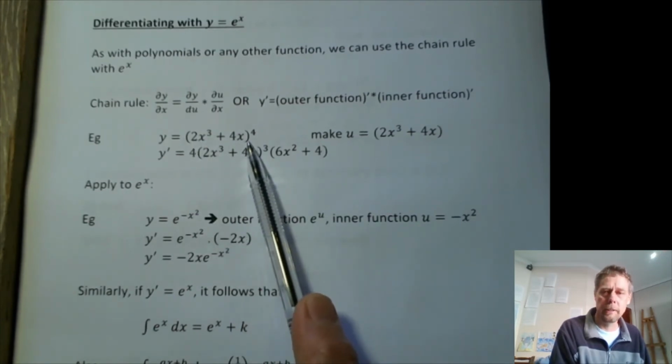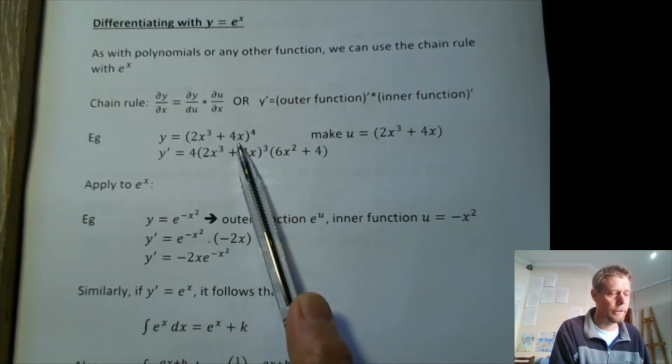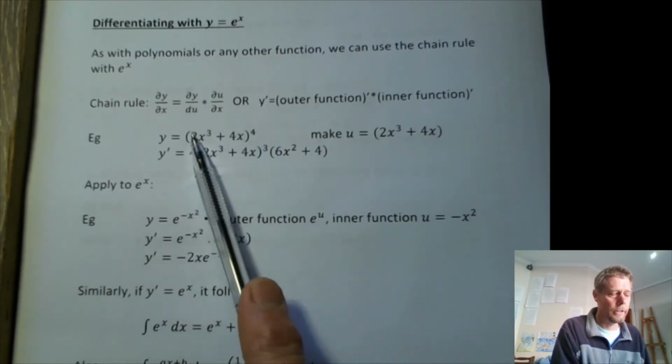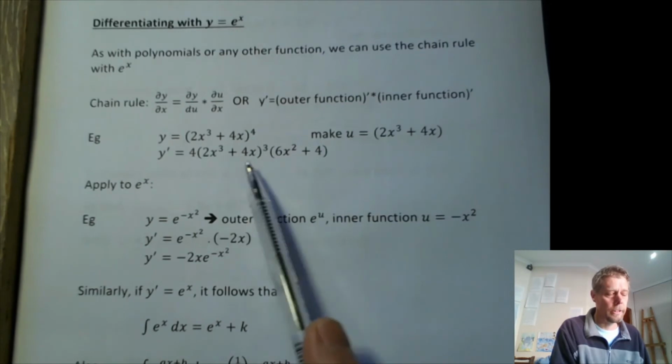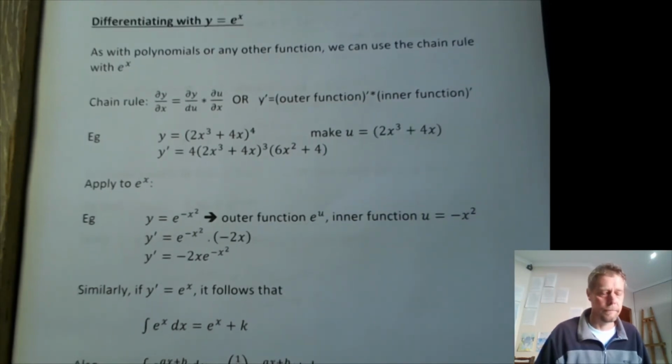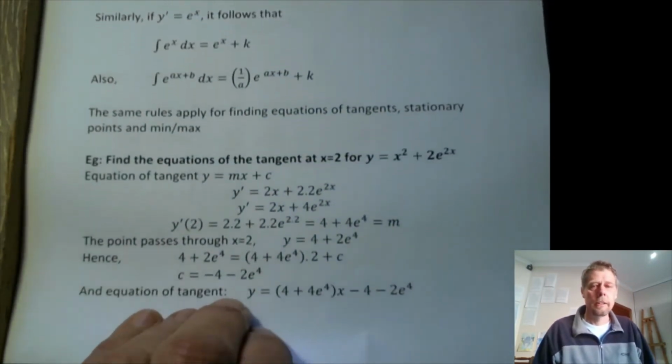You need to be familiar with the chain rule. If you're not sure, then brush up on it. But you need to know, whoa, there's a u in there. I can make it 4 times u to the 3 and then differentiate the u. Okay, so here's an example.